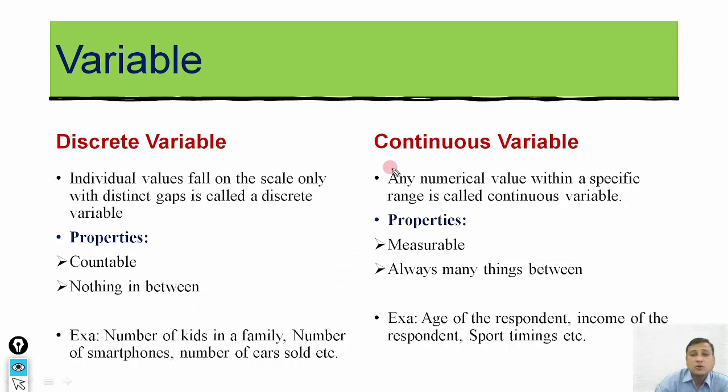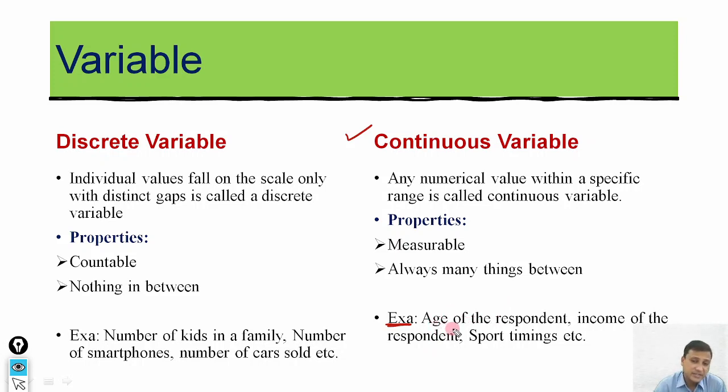Now, on the opposite side, there is a continuous variable. And what is a continuous variable? Any numerical value within a specific range is called a continuous variable. And to understand this in a better way, let me take you to the example.